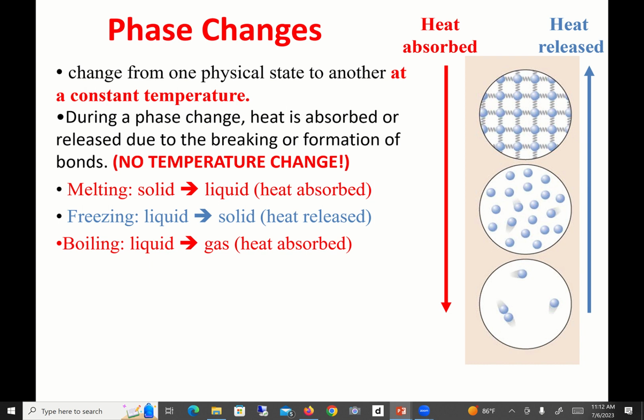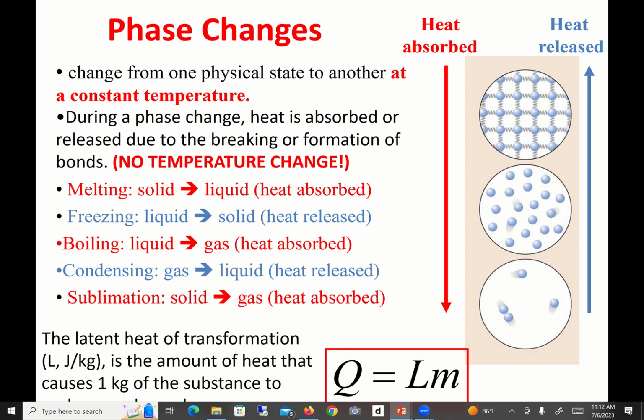Boiling, you go from a liquid to a gas, and in that case you absorb heat. Condensing, you go from a gas to a liquid, and heat is released. And sublimation is going straight from a solid to a gas, and in that case, heat is absorbed. So whenever you go from a more ordered to a less ordered state, it absorbs heat. Whenever you go from less ordered to more ordered, it releases heat. And the amount of heat that's released is called the latent heat, and the word latent means hidden.